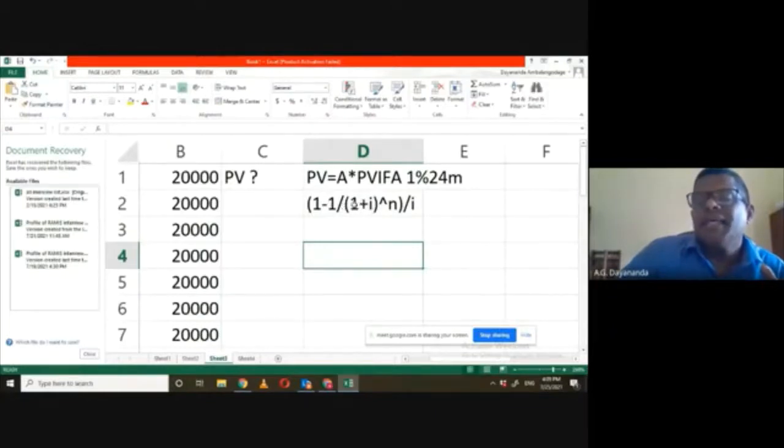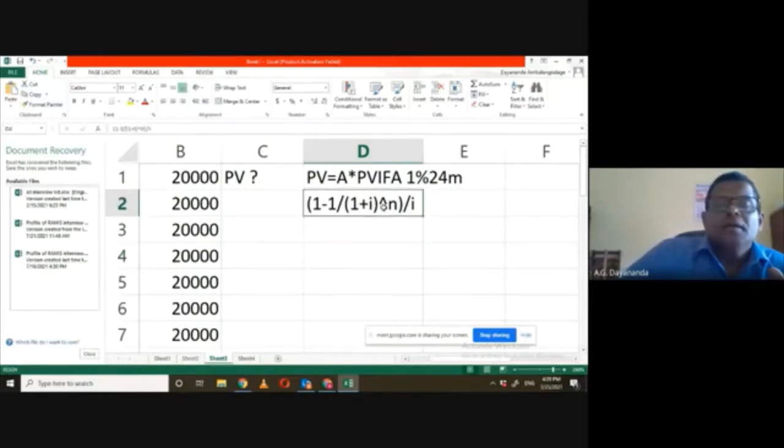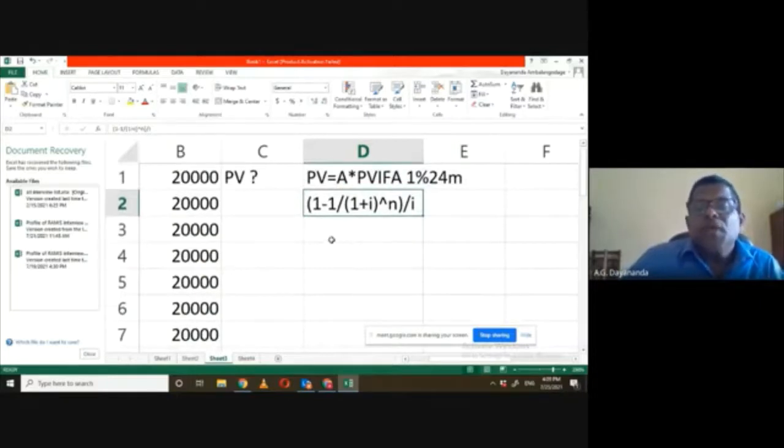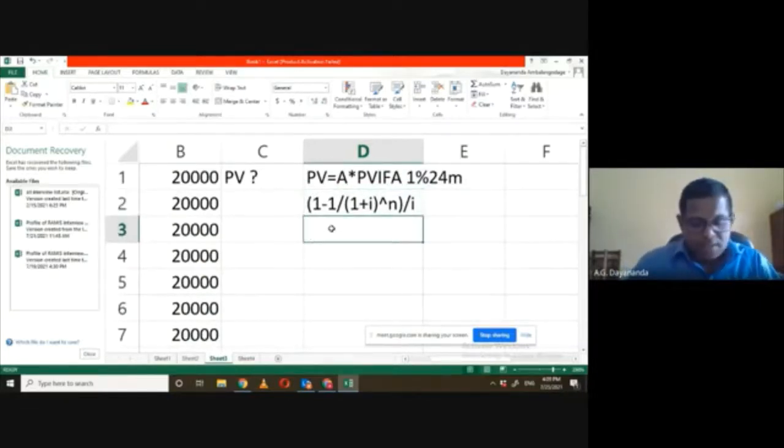One below the other, there must be 1 plus I. Its power is n, divided by I. I think last week I wrote the formula by putting minus 1 in a different way, but that is also correct. Different ways you can present the formula. Anyway, if you want to calculate the present value of this, you just multiply 20,000 by the factor.